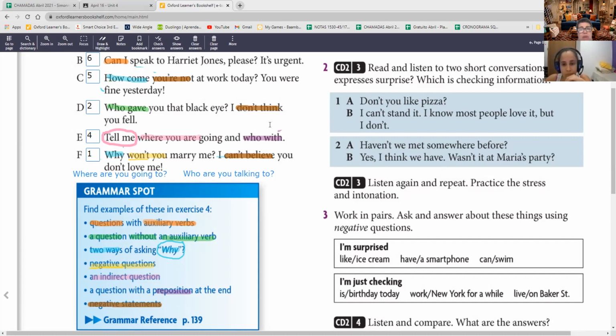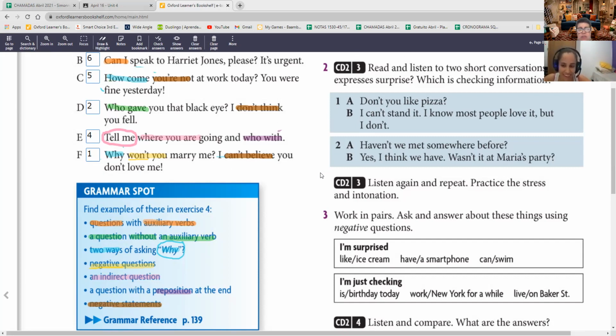But here we have more examples of negative statements. "I don't think you fell," and "I can't believe you don't love me." Okay, so these are negative statements. So can I clear my annotations here? Yes, teacher. Okay, good.